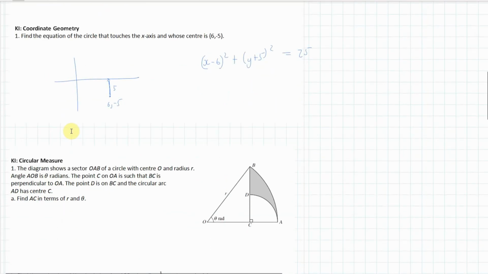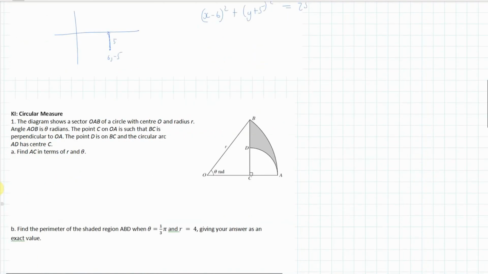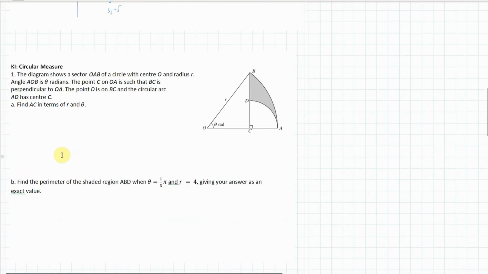Okay, what else have we got? Moving on to the next page, we've got circular measure. So the diagram shows a sector OAB of a circle, and what are we trying to do?